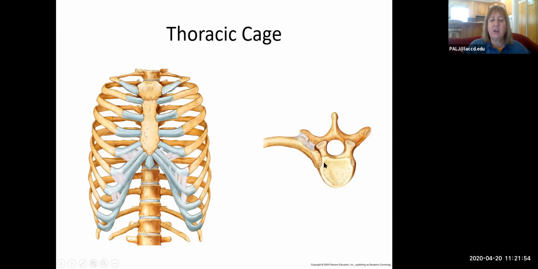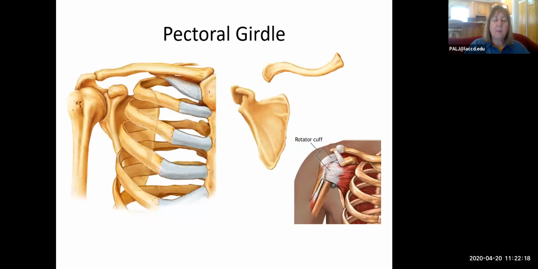So the head actually articulates to the body of the vertebrae, and the tubercle articulates with the transverse process of the vertebrae. And then the rib comes out anteriorly, and then anteriorly it's going to articulate with costal cartilage. Unless, of course, it's the 11th or 12th rib, the floating ribs, which do not articulate anteriorly with anything.